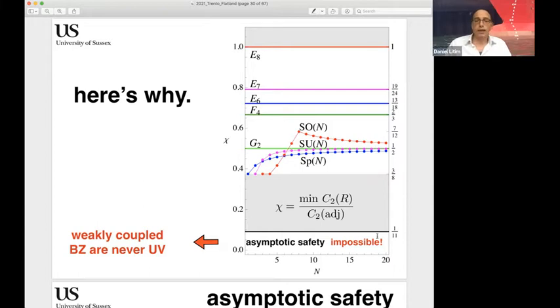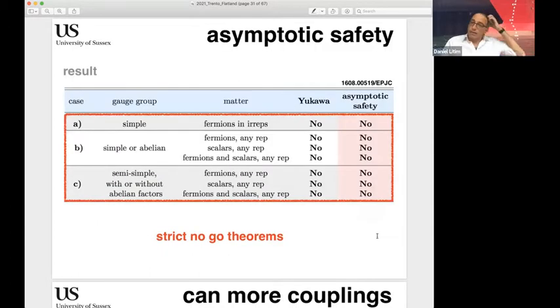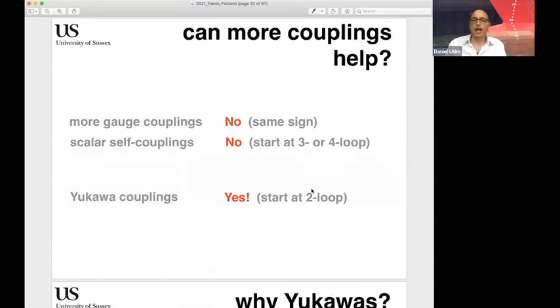Okay. Now, this offers us already quite powerful no-go theorems when in 4D you would think about UV completions for your theory, namely, as long as you don't have Yukawa interactions, it cannot happen. Just with gauge interactions, it's impossible. So now you may ask, can more couplings help? Well, let's take more gauge couplings.